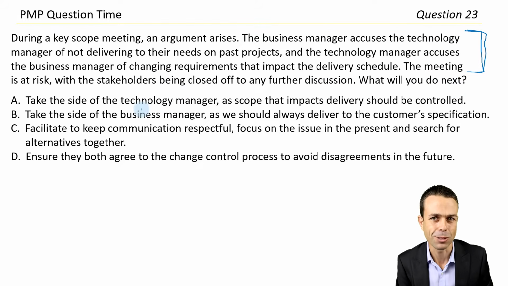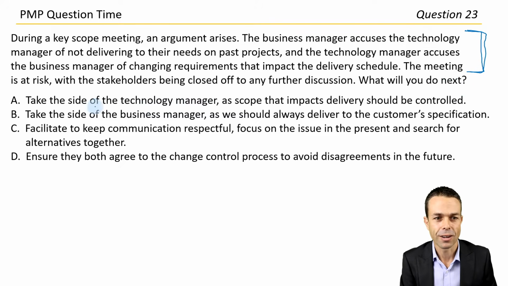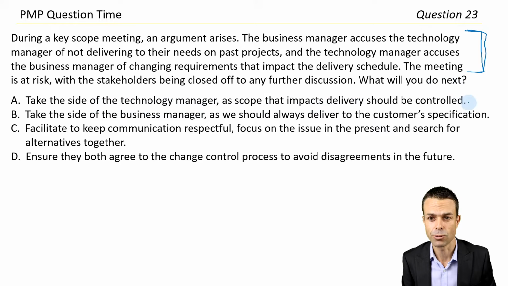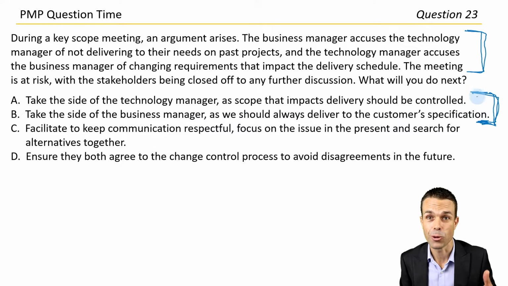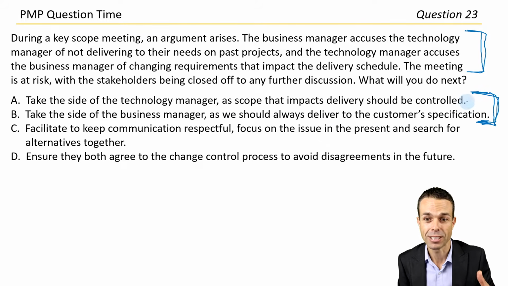All right, let's see what options we have. Take the side of the technology manager as the scope that impacts delivery should be controlled. I don't think we really want to take sides here. So let's see if we have anything else. Take the side of the business manager, as we should always deliver to the customer specification. The thing is, both of these things are true. So I think we have to work together again. It's that collaboration, because in this case, there's a little bit of correctness in each view.